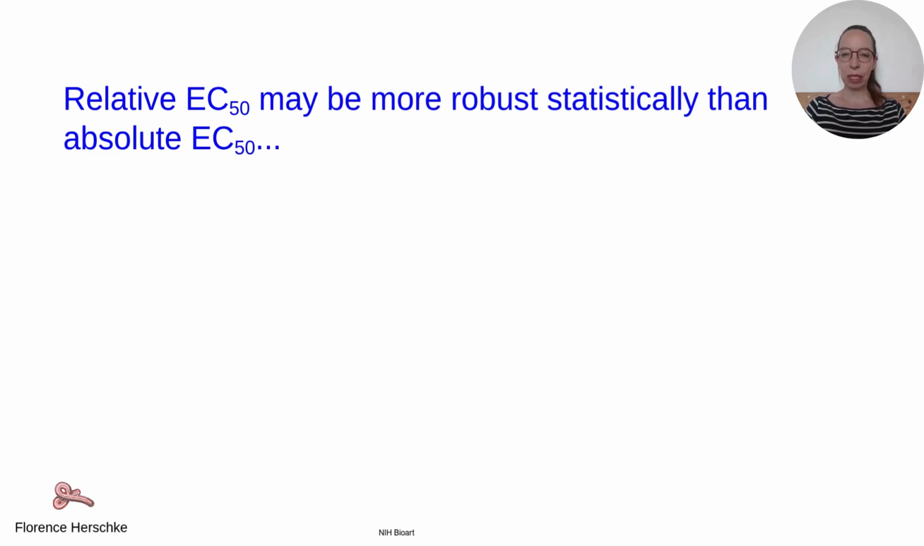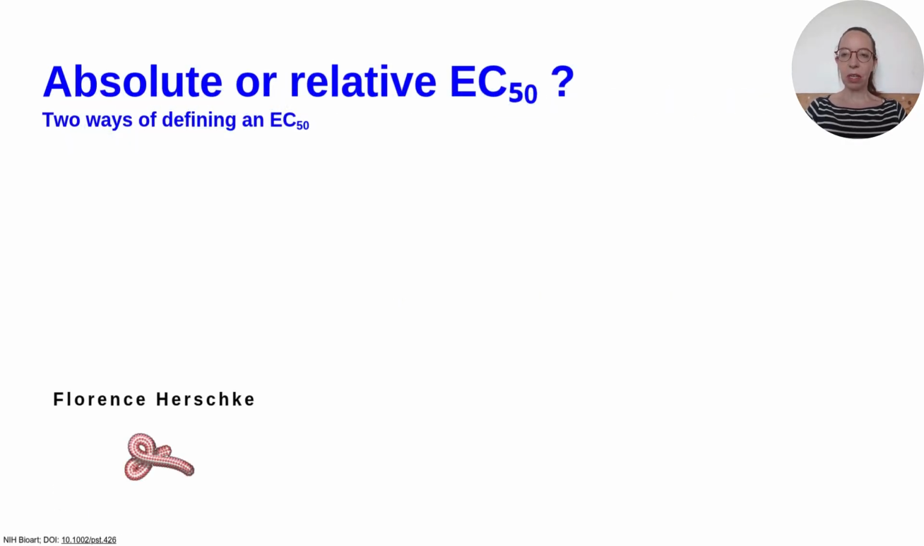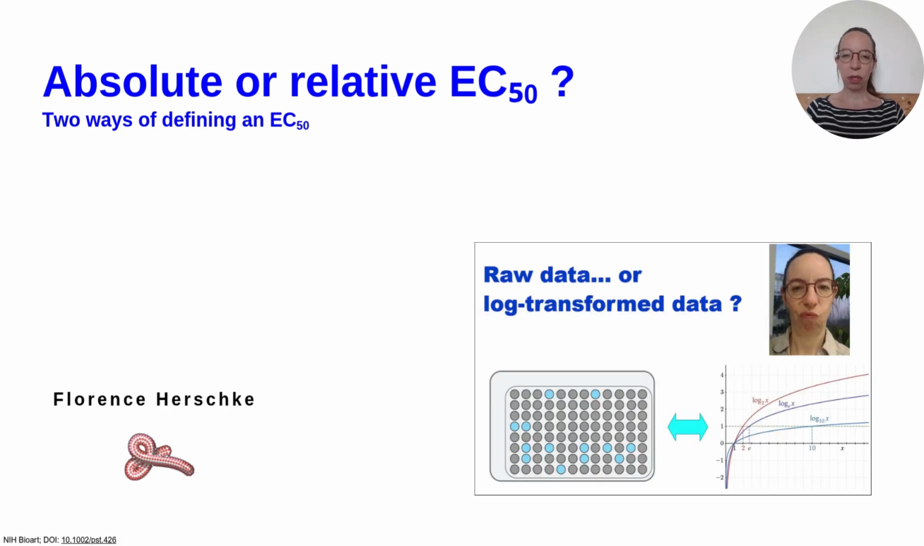Does your statistics team keep telling you that relative EC50s are more robust than absolute EC50s? That is indeed the case, but is it really true biologically? In this video, we will discuss the cases where it is best to use absolute EC50 and the cases where it is best to use relative EC50, not only from a statistical point of view, but also from a biological point of view.